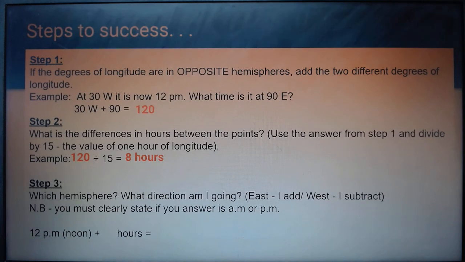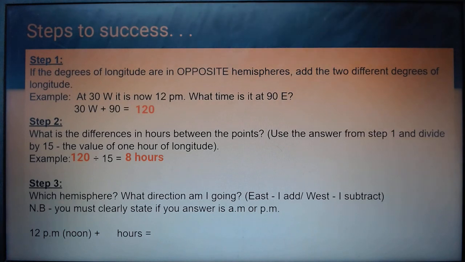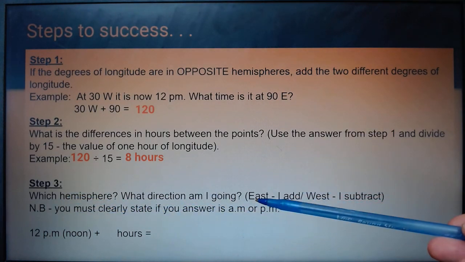Now what we need to decide is what direction are we heading? Are we heading east or west? So step 3, which hemisphere? What direction am I going? If I'm headed east, I add.